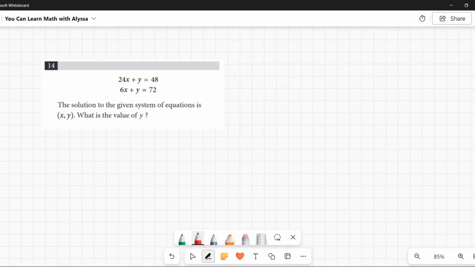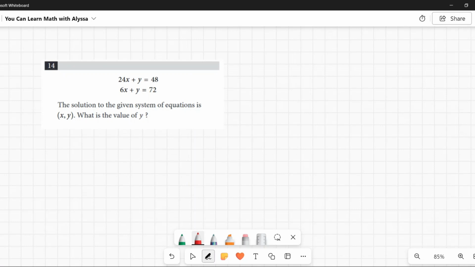Number 14, 24x plus y equals 48. 6x plus y equals 72. The solution to the given system of equations is x and y. What is the value of y? Anytime you have a system of equations, you can solve it by substitution, by elimination, by graphing. I know a lot of students are going to go straight to the graphing. That's fine. Go for it.